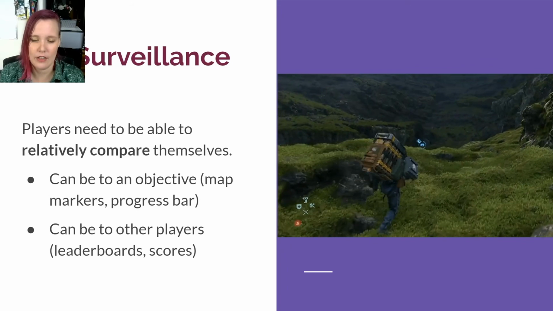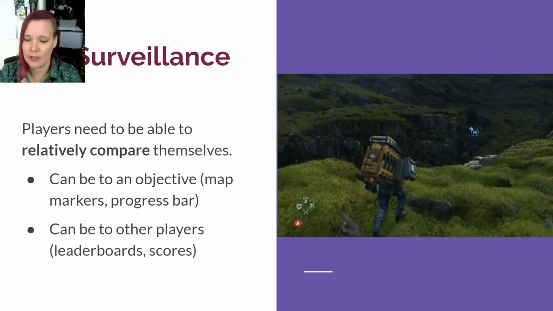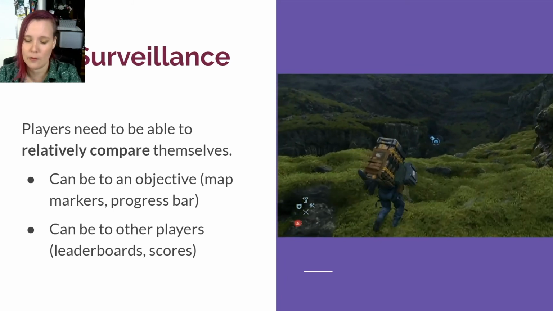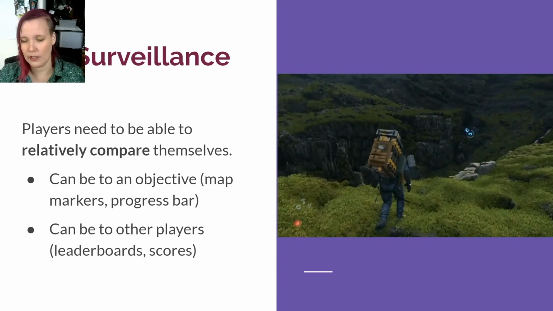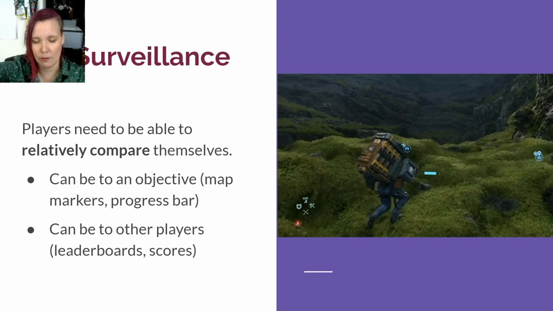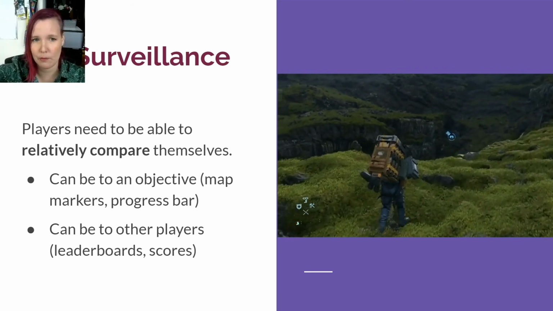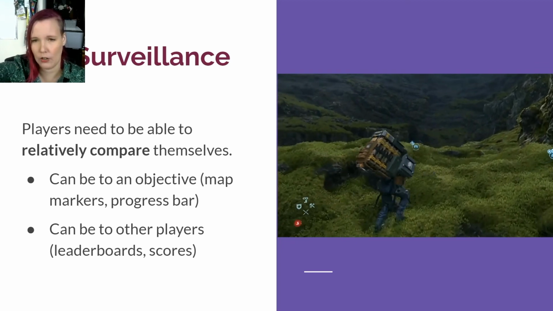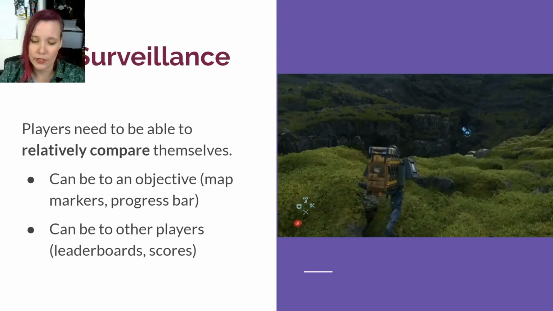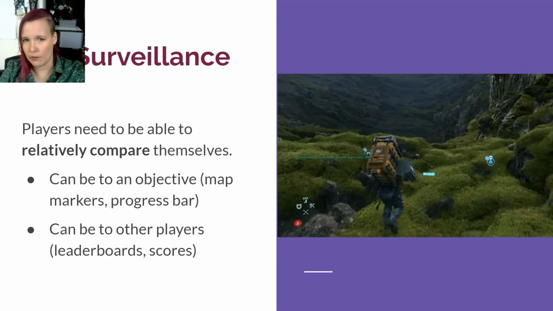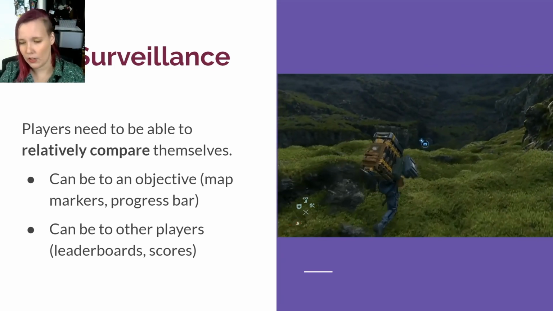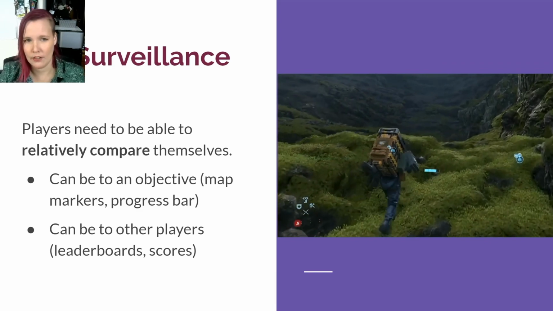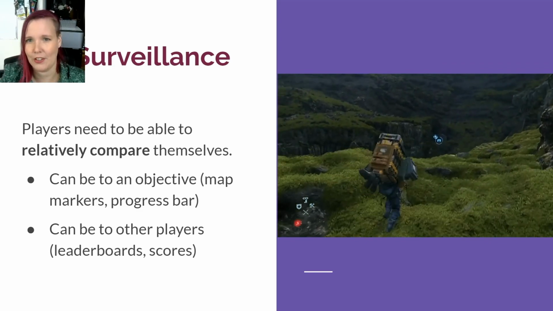Okay, surveillance. So players need to be able to relatively compare themselves. This could be to an objective or something in the world. So this could be the player's position in comparison to a map marker or a progress bar, like how far along they are in the level, how close they are to their objective. Or it can be to other players, so how good am I compared to someone else on the leaderboards, or how far along in the story am I, what are my achievements compared to others, that sort of thing.